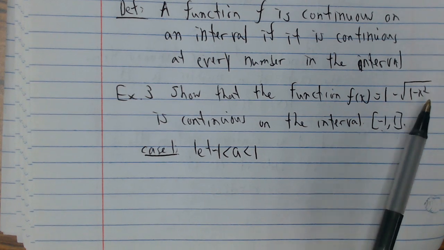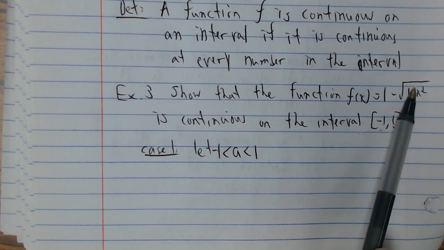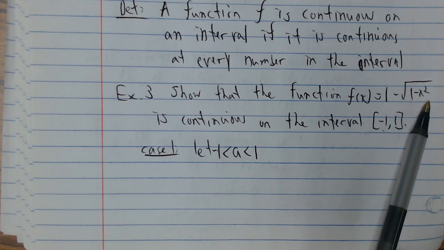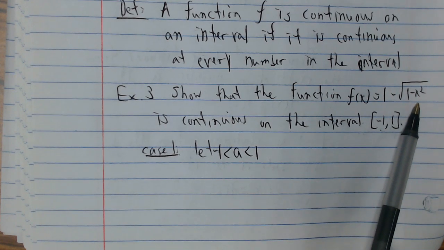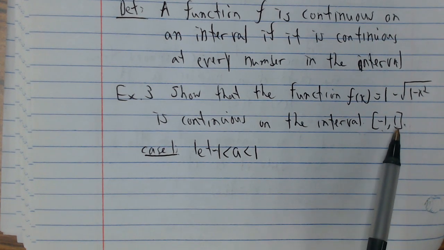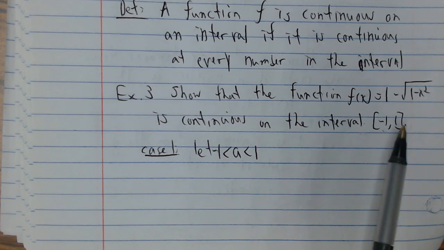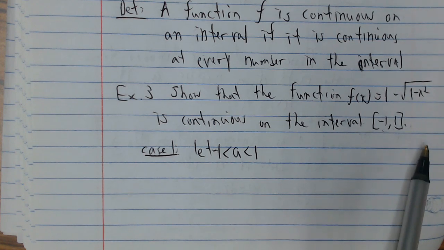And so the good news is -1 to 1 is actually the domain of the square root. See, if I plug in, let's say, 2 here, I get 1 minus 4, which gives me a -3 inside of the square root, which is a problem. But the good news is I'm from -1 to 1, so I don't have to worry about that. As long as I'm between -1 and 1, 1 minus x squared is going to be a positive number.